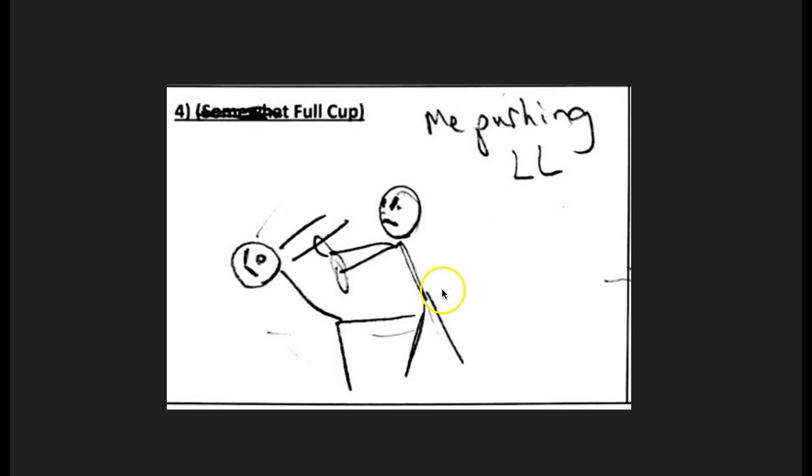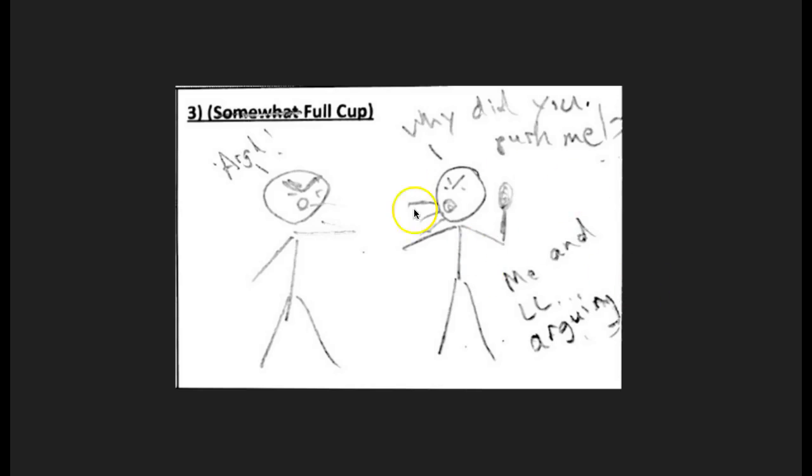The thing before that, well, here's me pushing LL. So I pushed this kid down. That got the teacher to make a call and say that we got in a fight. Well, why did I push that person? Well, we were arguing, yelling back and forth, and I'm saying right here, why did you push me? So I actually thought that this person pushed me. And notice how I changed suddenly to saying me instead of this person. I don't know why this happened to me. So it's me yelling back and forth.